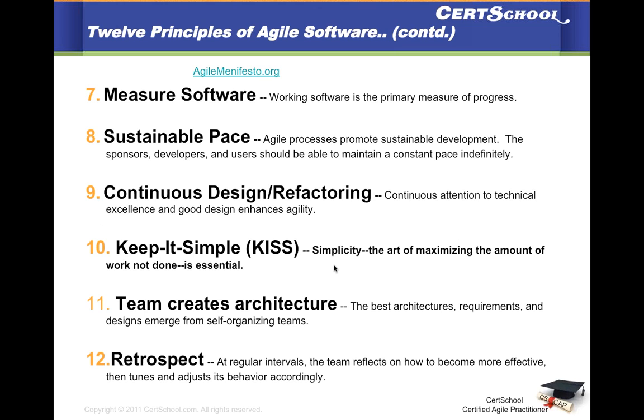So if your acceptance test case measure says that you have 90% passed the acceptance test cases before release, that means your working software is 90% up to par with what the customer needs. Okay, so software is your primary measure of progress, nothing else.